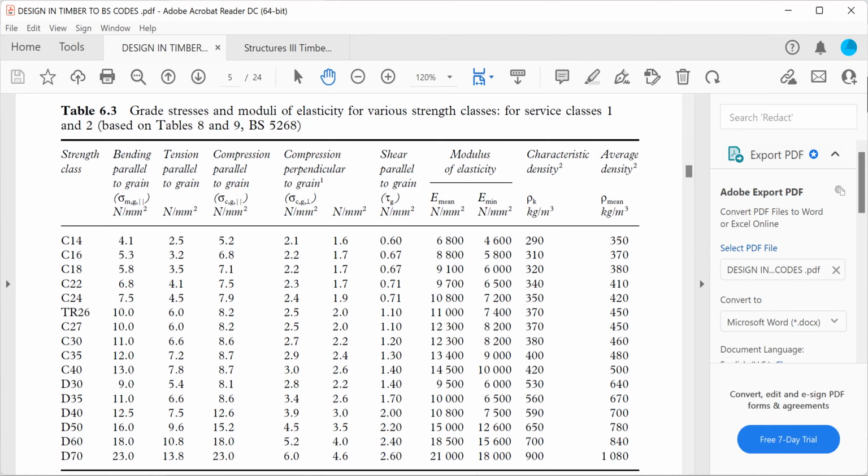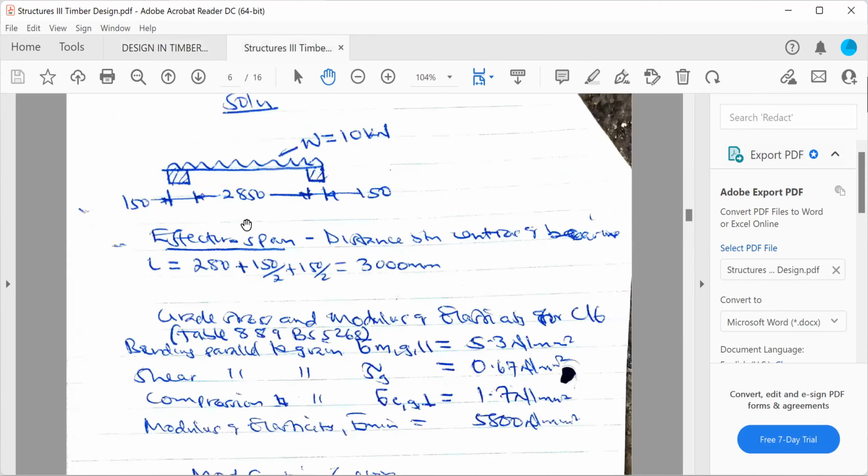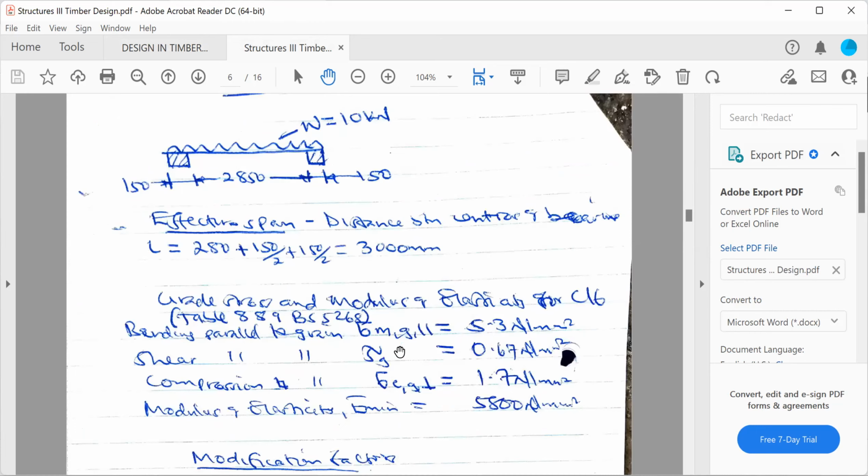After we obtain them, these are the values we have. Bending parallel to the grain, we saw 5.3. Shear parallel to the grain, 0.67 Newton per millimeter squared. Compression perpendicular to the grain, 1.7. There were two values, 2.2 Newton per millimeter squared and 1.7 Newton per millimeter squared, but we take the smaller value of the two because the question didn't tell us whether that weakness or defect has been prevented from occurring.